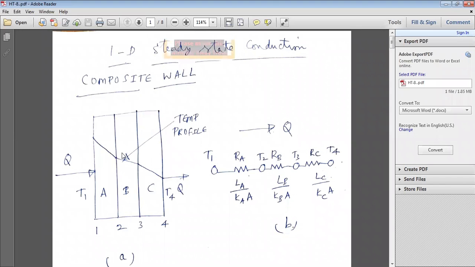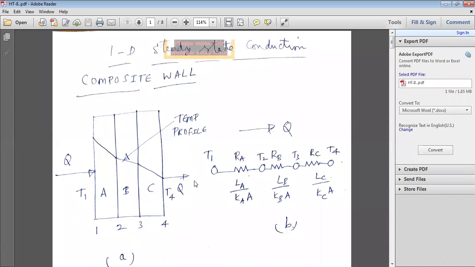For example, in furnaces, there may be a brick wall, steel material and insulating material. Like that, in industries and in furnaces, there are combinations of different materials. If heat transfer takes place through a wall consisting of two or more materials, then we can call it a composite wall.